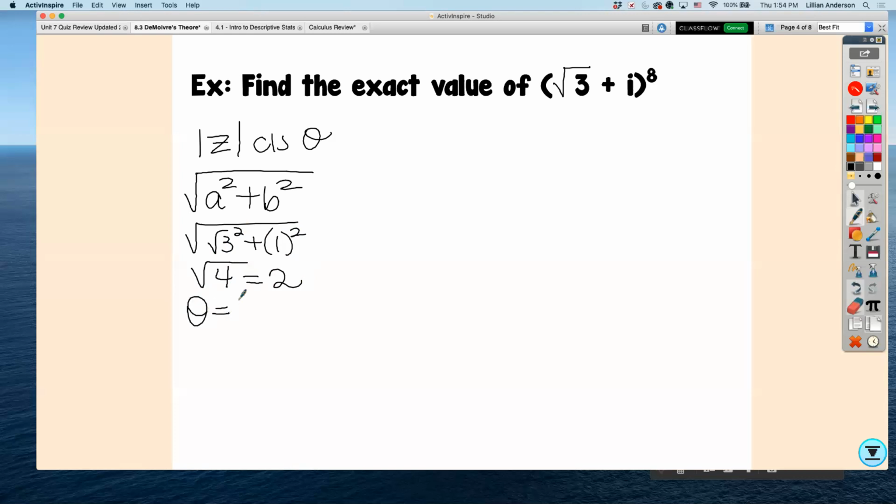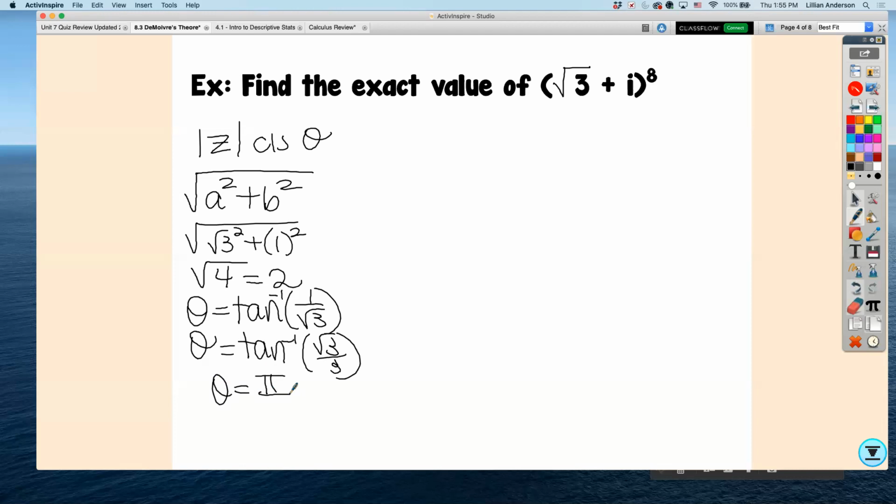Then I need to find my theta, which is the tangent inverse of what over what? 1 over square root of 3, which is the same thing as the tangent inverse of root 3 over 3. And between negative pi and positive pi, which quadrant? First quadrant, where tangent is root 3 over 3. Root 3 over 2 and 1 over 2. You're looking for this coordinate. It's not pi over 3, it's pi over 6.